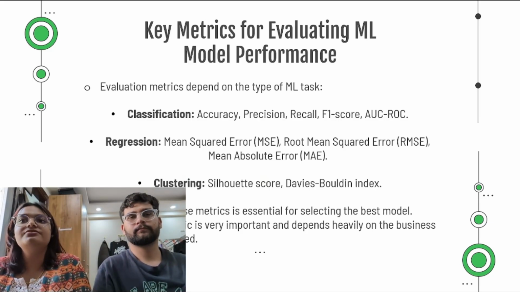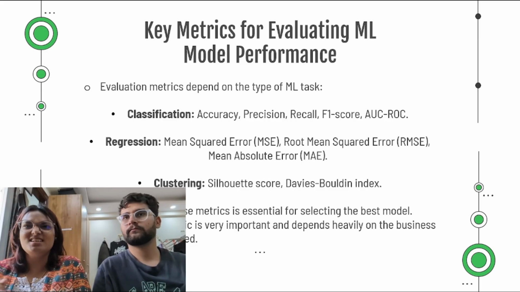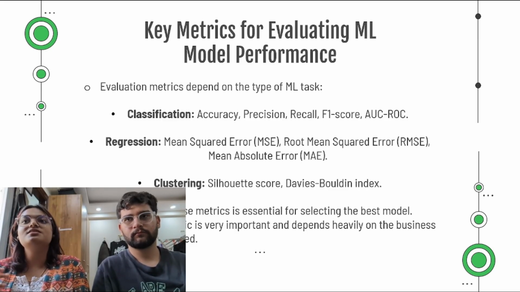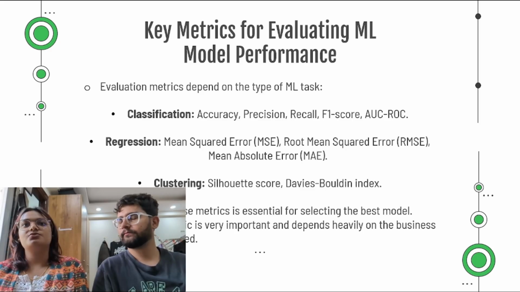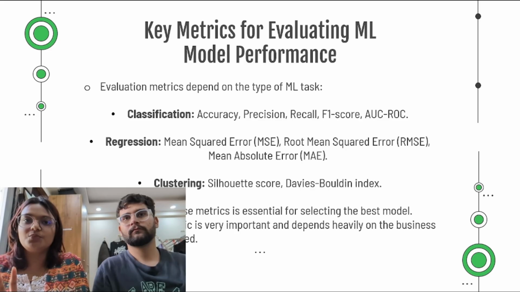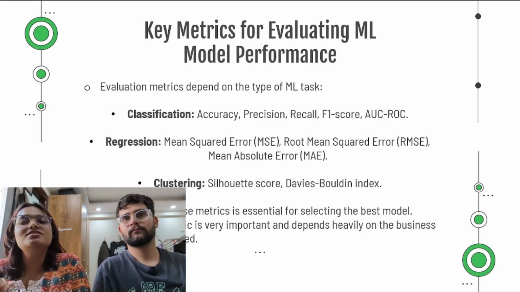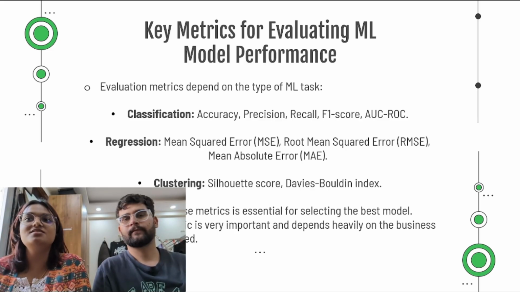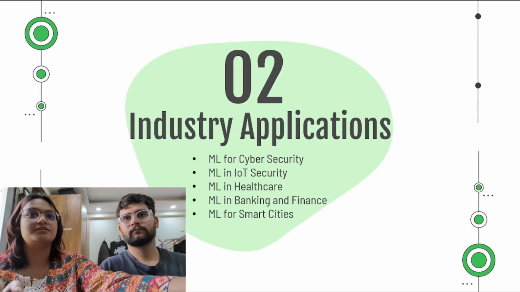Different problems need different evaluation metrics. For instance, in classification, accuracy isn't enough. You also need to consider precision, recall, and F1 score. For regression, we use metrics like mean squared error. For clustering, we have silhouette scores. The right metrics ensure the model meets your business or research objectives.